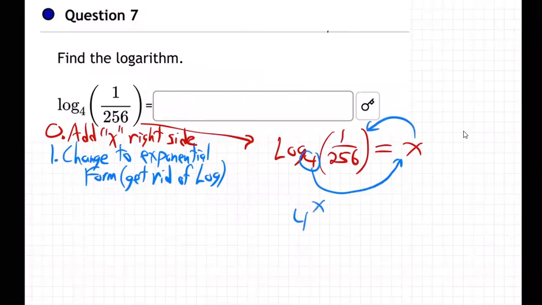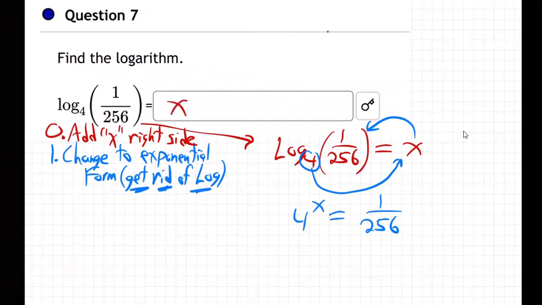Then step 1, we grab the base, do the swish like that. So there'd be 4 to the X equals 1 over 256. No more log. We got rid of the log. When we do the swish, we change to exponential form. We good so far? So we just added an X to the right side.